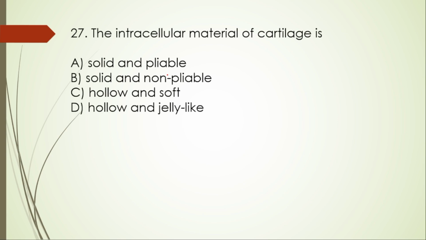27th one, the intercellular material of cartilage is: A, solid and pliable; B, solid and non-pliable; C, hollow and soft; D, hollow and jelly-like. So here the right option is A.